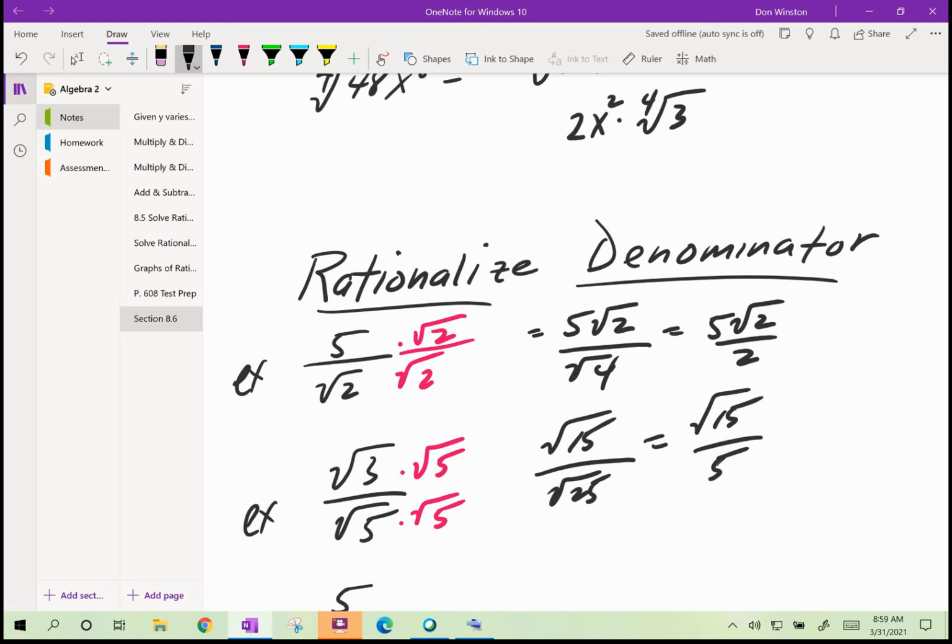Yeah, and don't make the mistake of trying to take 15 and divide it by 5. You can't do that, okay, because one is a radical and one is not. So don't make the mistake of doing this here. That's a no-no. Can't do that. Why? Because 5 is not radical 5. You can only divide a radical by a radical.